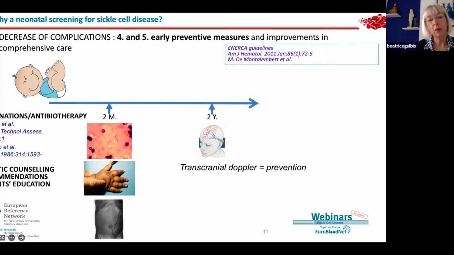And after a certain time, around 2 years of life, we will also try to prevent all cerebrovascular events, so in the brain, that could appear. It's also prevention through transcranial Doppler. So if you don't have a screening, sometimes the expression of the disease is not very important, and the diagnosis is made really late, and so you also don't have this possibility of prevention.